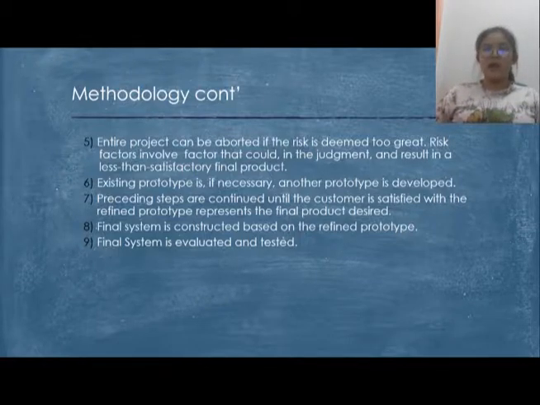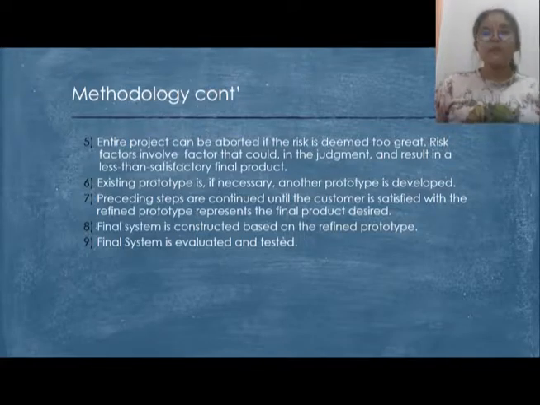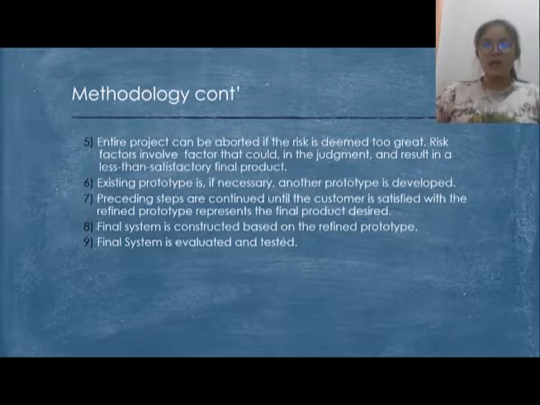While the fifth process is that, in the user's opinion, the entire project can be abandoned if the risk is deemed too great. The risk factor might involve any factors that could, in the customer's judgment, result in a final product less than specifications. The sixth process is that the existing prototype is evaluated in the same way as the previous prototype, and if necessary, another prototype will be developed from it according to the 4 procedures mentioned in the fourth process. And the seventh process is that the preceding steps are continued until the customer is satisfied with the refined prototype, which represents the final product desired.